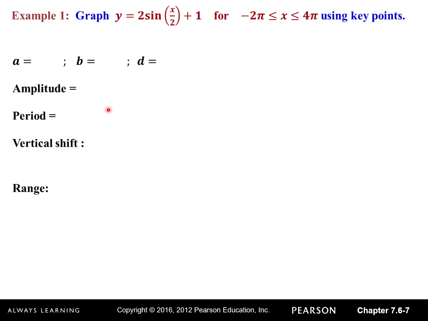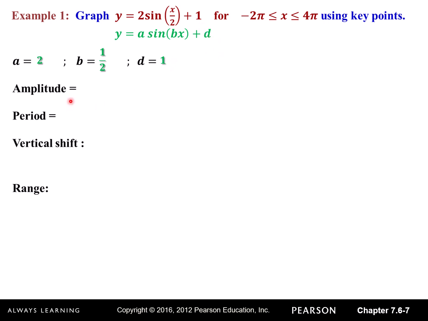Now for this example, let us graph the function y equal to 2 sine of x over 2 plus 1 for its domain, x from negative 2 pi to 4 pi, using the key points. So first, it's better if we identify the values of a, b, and d so we can substitute appropriately in these properties. Comparing this function to the general form, the value of a is equal to 2 and b is equal to 1/2, because x over 2 is the bx, so we just need the value of b, so it's 1/2, and then the value of d is equal to 1.